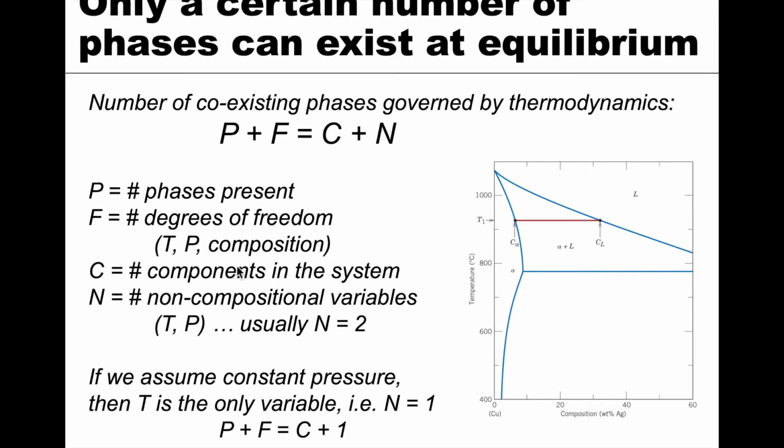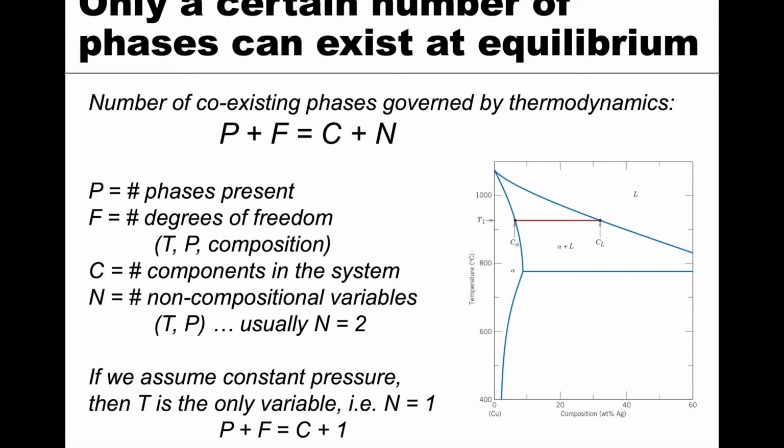Components are what we've talked about before. These are basically the x-axis, so copper and silver in this case, we have 2 components. It's a binary diagram, right? So the name often tells you the number of components. For a binary, you're going to have C equal to 2. For a water phase diagram, there's only one component, water, and so that is 1.